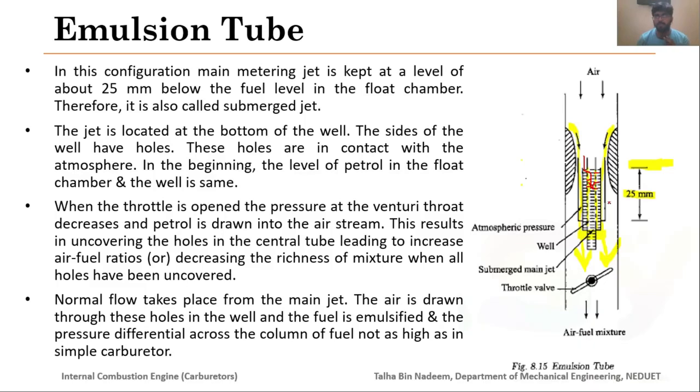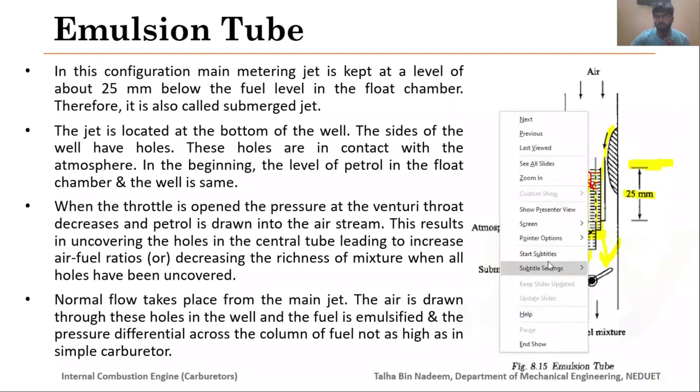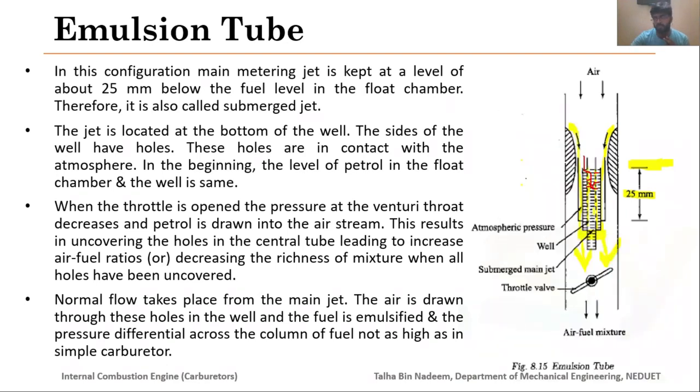That's why these tubes are also named emulsion tubes, because air is forming an emulsion sort of mixture inside the tube, and then this emulsion will again be mixed with the air outside this main metering jet, and would provide you a lean air-fuel mixture, or you can say it would be decreasing the richness of the mixture when the holes have been uncovered.